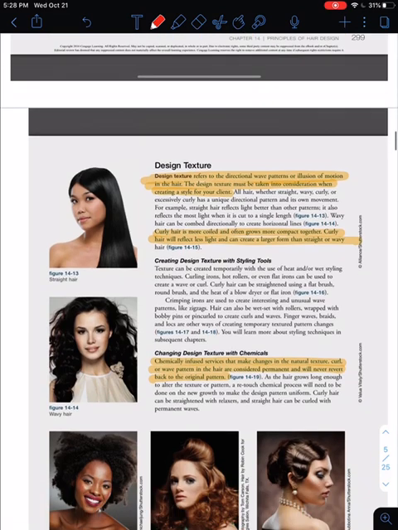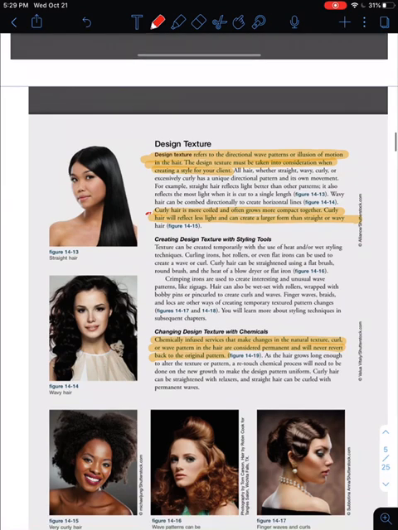Let's talk about design texture. Design texture refers to the directional wave pattern or illusion of motion in the hair. The design texture must be taken into consideration when creating a style for your client. Skip down to this part. It says curly hair is more coiled and often grows more compact together. Curly hair will reflect less light and can create a larger form than straight or wavy. If you look at these pictures, the curly hair has a bigger shape than the wavy hair shape.